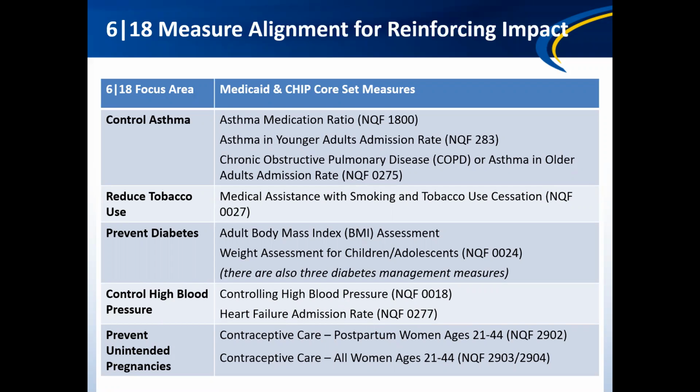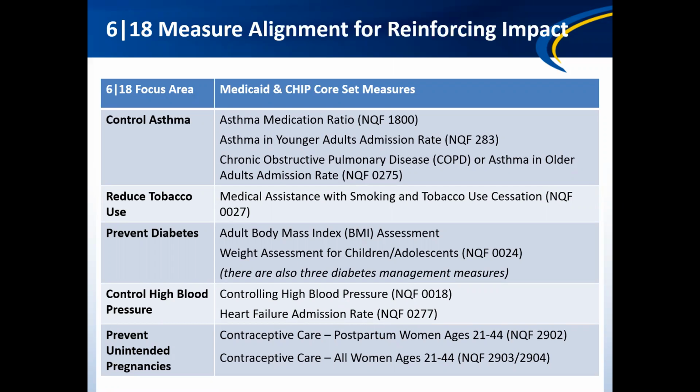For tobacco use, as you've heard, we have the NQF 27, Medical Assistance with Smoking and Tobacco Use Cessation, which is based on the CAHPS survey about whether beneficiaries report that their doctor advised them on smoking cessation and assisted them or provided assistance or referral to various strategies to support cessation. We don't have a perfect measure. There really isn't one out there yet on diabetes prevention or pre-diabetes. I understand there are some under development right now. We have some roughly related measures of adult body mass index assessment for both children and adults.